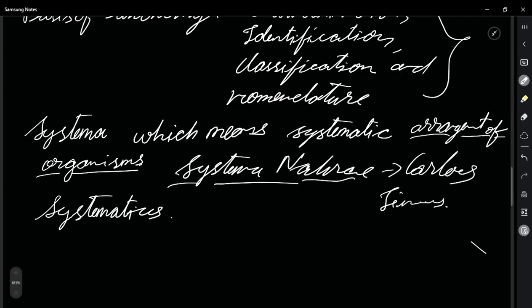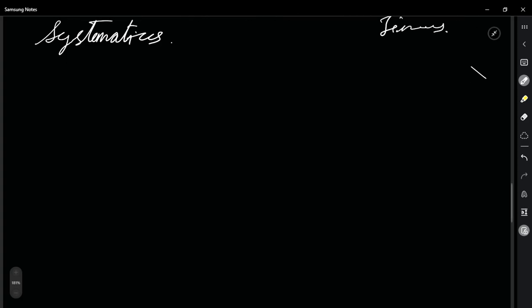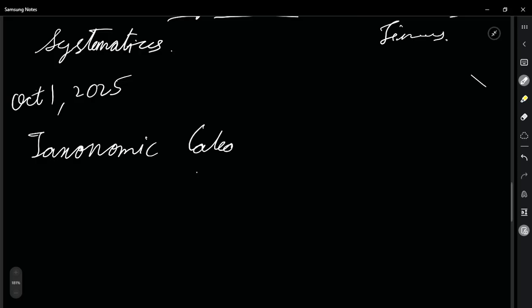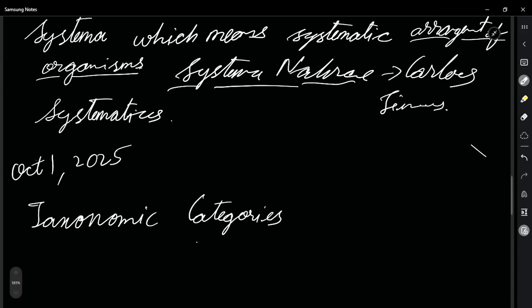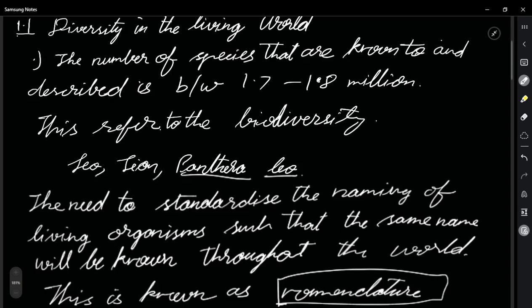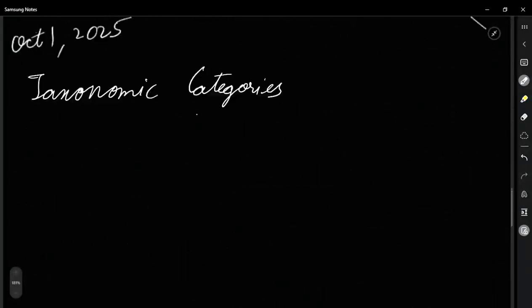Yes, okay, that's it for today. I'll start with taxonomical categories. So today's date is 29 September, I think so. No, today is 30th September. So tomorrow is October 1st. So for October 1st, 2025, we will be starting with taxonomic categories. Okay. So today's date is 30th September. We have started living world. 30th September 2025, living world started. I'm going to finish it by tomorrow because it's just a 2-day class.